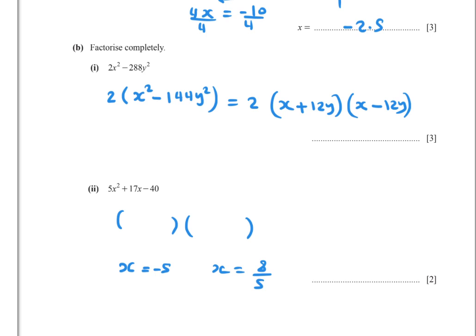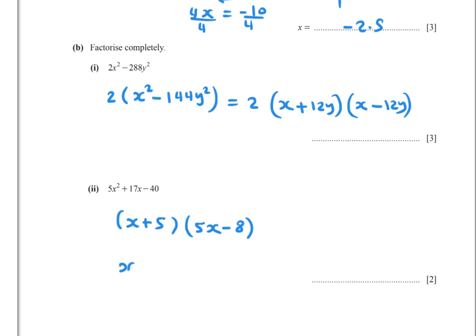Now how to use that to get the brackets? From negative 5, transpose negative 5 to the other side. So the first bracket, x plus 5. For the second, from the second solution, multiply 5 by x, so 5x. And transpose 8 to the other side by negative, so 5x minus 8. So these are the two brackets.